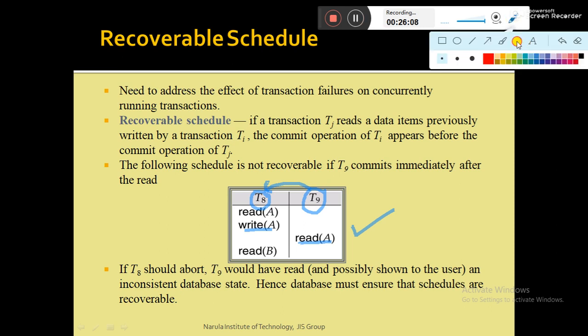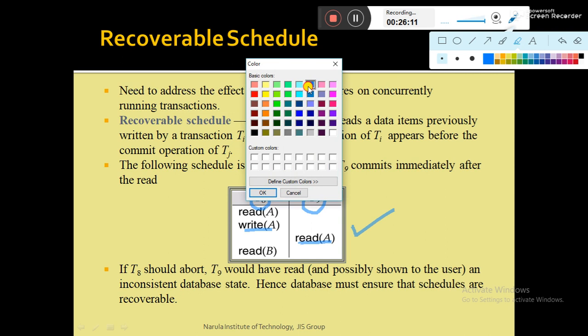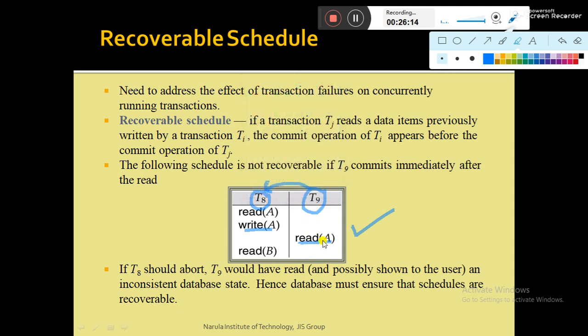Now consider that T9 is a single-statement transaction that only reads A. Once read A is completed, transaction T9 commits. I have already discussed commit in the previous lecture. Commit means if a transaction performs the commit operation, then all the changes it has made on the database are saved permanently. Then you cannot alter them. So after the read A operation, T9 performs the commit.